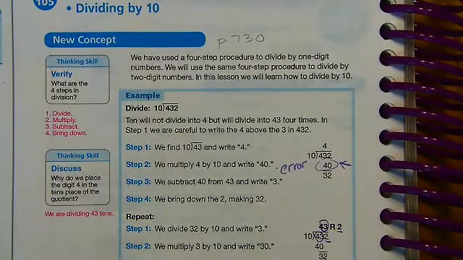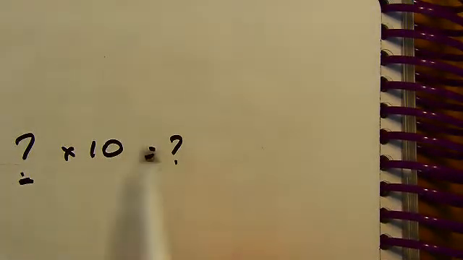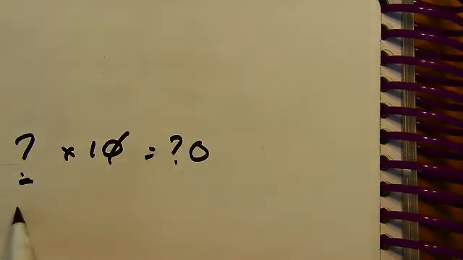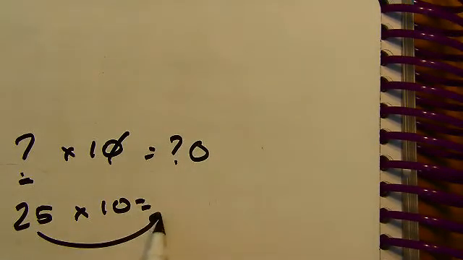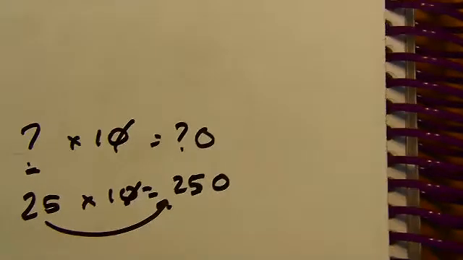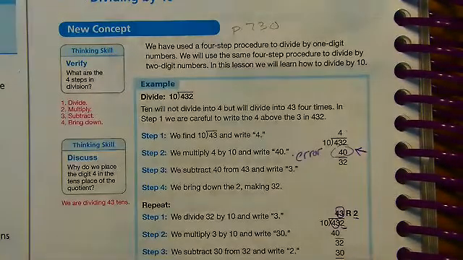If we multiply any number times 10, it's going to be this number with one zero behind it. So for example, 25 times 10 equals this number with one zero behind it. Okay, so just remember those little simple facts when we're doing division. We know our multiplication is going to help us with our division.